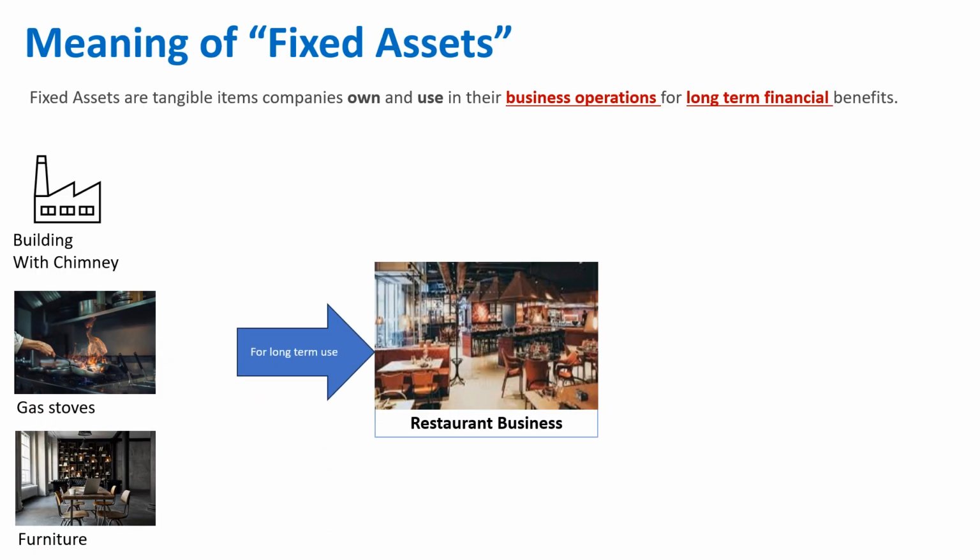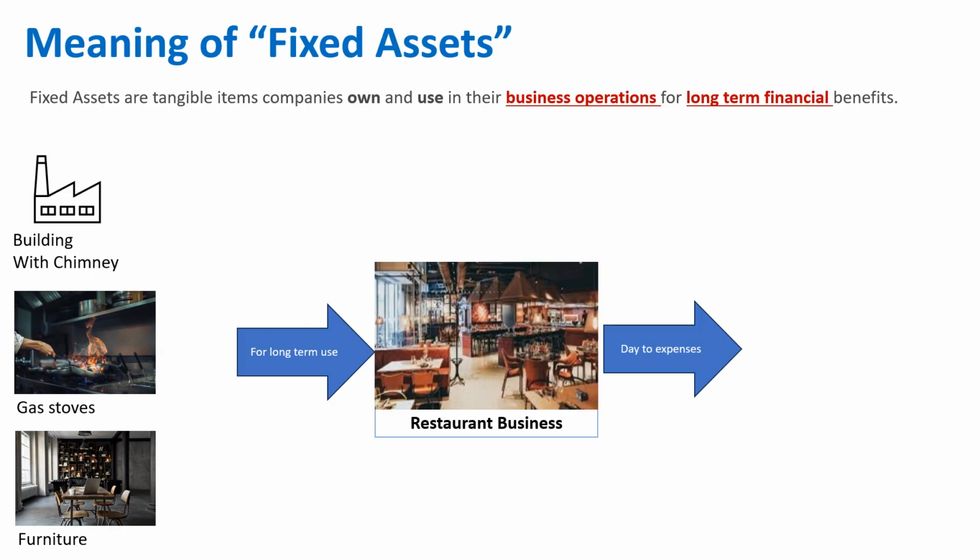Now, all these things you see on the left side, chimney, gas stoves, or furniture, are to be used for the long term. It's not that you use the gas stove for 2 months and you take it out, or you have a chimney and you take it out in 2 months. The furniture in the restaurant, you don't take it out within 3 or 4 months. The purpose is that you have invested with the intention that you will be using these assets for a longer period.